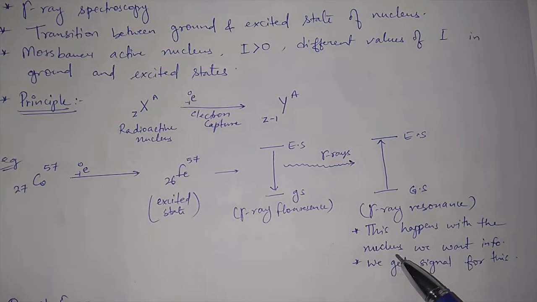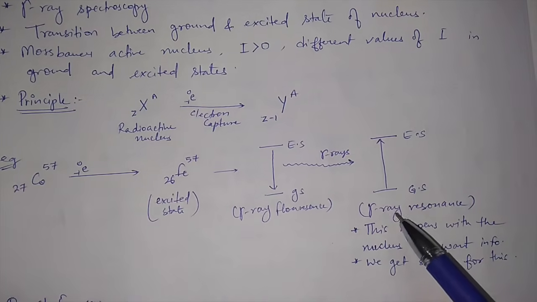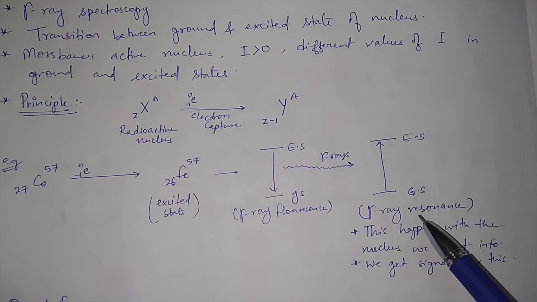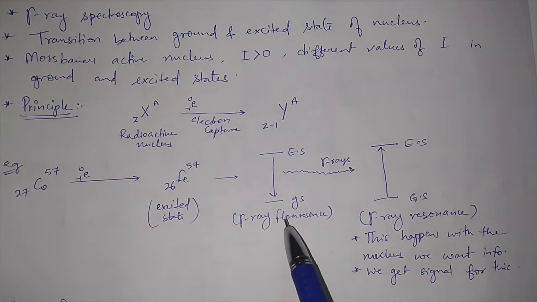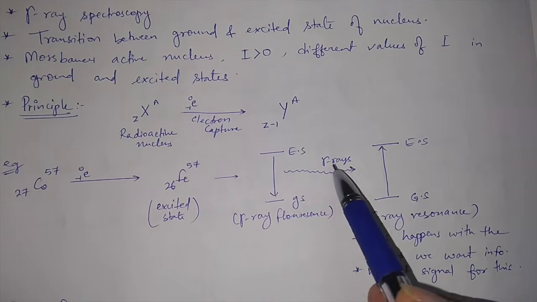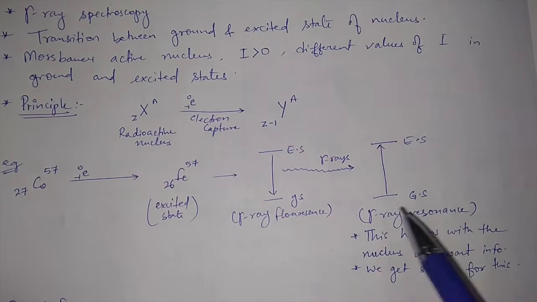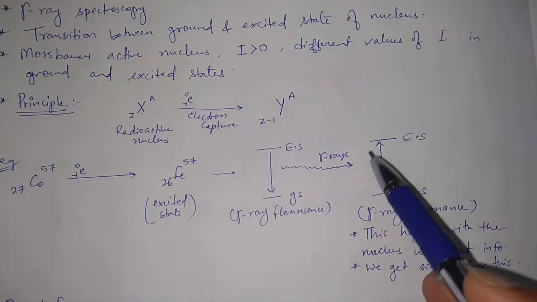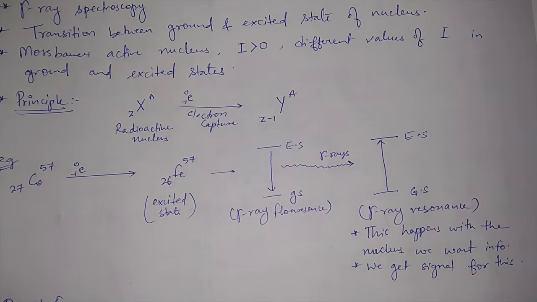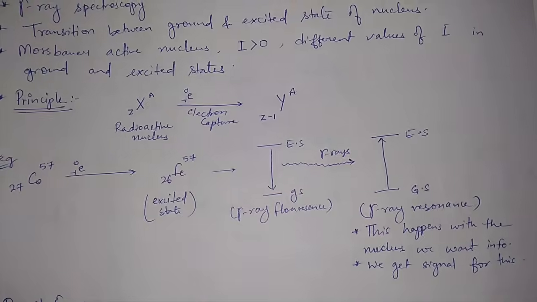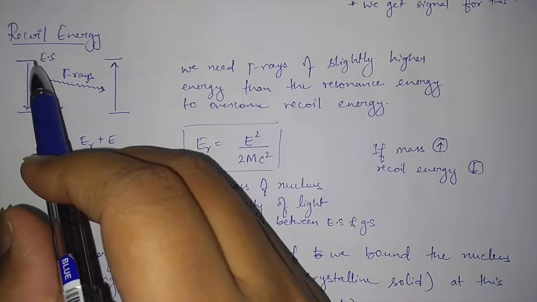Okay, now this happens with the nucleus, we want to get information, and this process is called gamma ray resonance. So two processes are involved: one is gamma ray fluorescence, where this gamma ray will be emitted, and the other is gamma ray resonance, when this gamma ray will be absorbed and resonance will take place between the ground state and excited state, right? Now there is a concept of recoil energy.